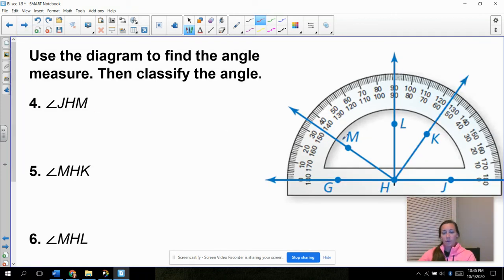You could take a second, pause the video, give these a try. Same picture, same letters, I think. It's just different angle names over here.